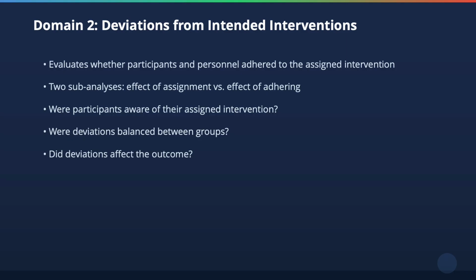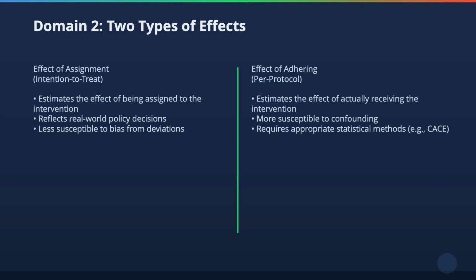Not all deviations matter. A participant who missed 1 dose of a 6-month treatment was probably not significantly affected. This is an important distinction within Domain 2. When you assess it, you must decide whether you are interested in the effect of assignment or the effect of adhering to the intervention. The effect of assignment, also called the intention to treat effect, estimates the effect of being assigned to an intervention regardless of adherence.